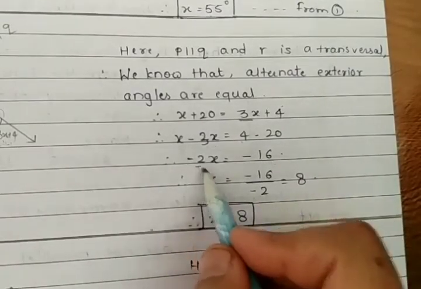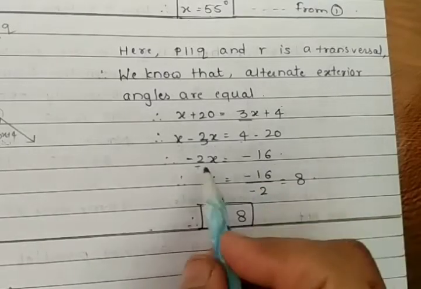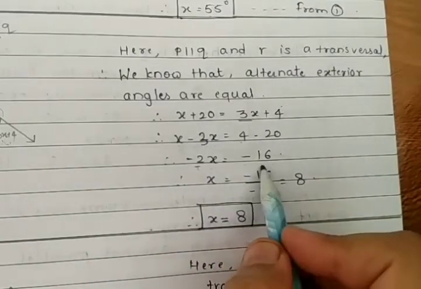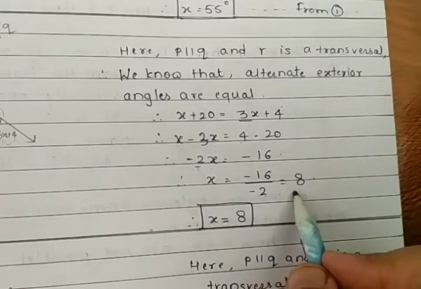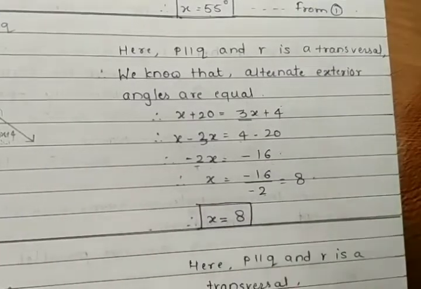Now I'll transpose this minus 2, right? So minus 2 is multiplied over here. After transposition it will get divided. So minus 16 upon minus 2, that is equal to 8. So here x is equal to 8 is the answer.